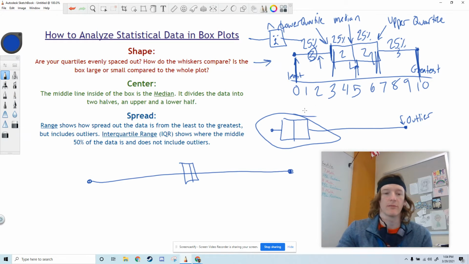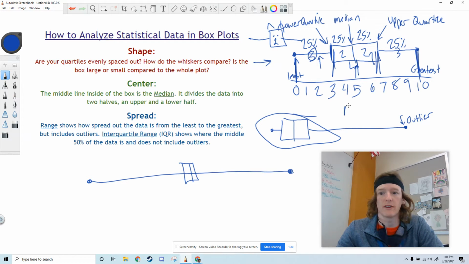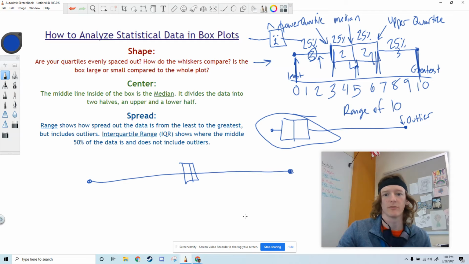And then the last thing, we're looking at the range. We're looking at the spread, which is 2 things. The range we're familiar with. We do the top number minus the bottom number. We do 10 minus 1, so this has a range of 10.